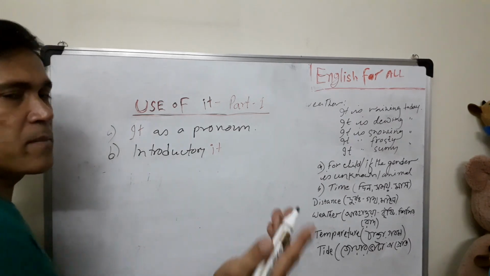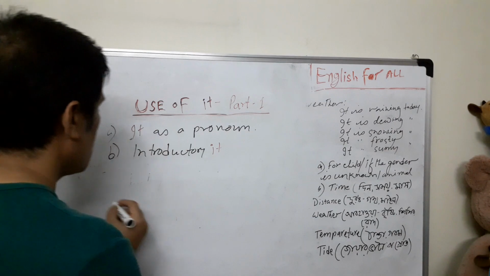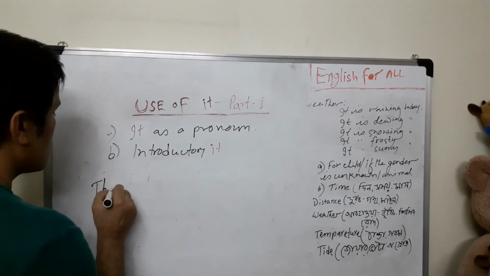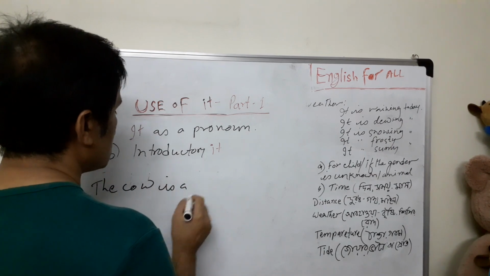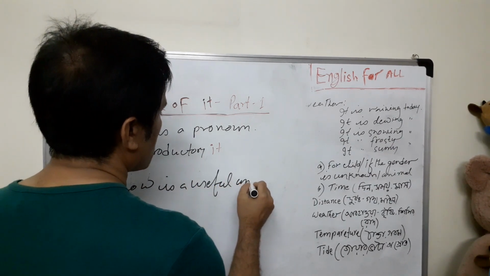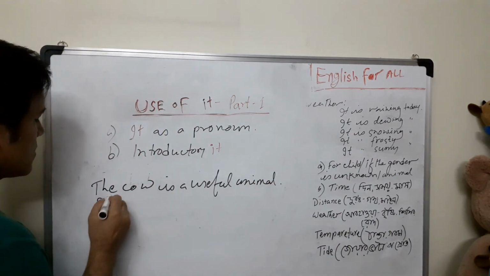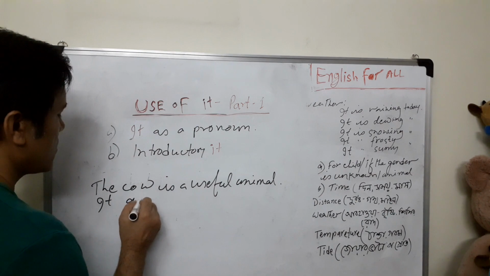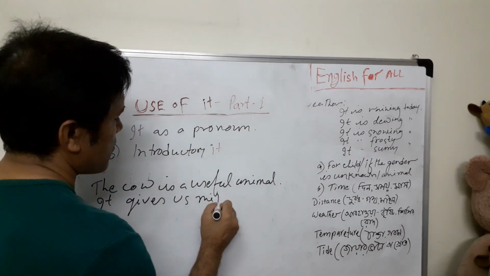Then for the animal, always it is used as a pronoun. Like the cow is a useful animal. Okay? It gives us milk.